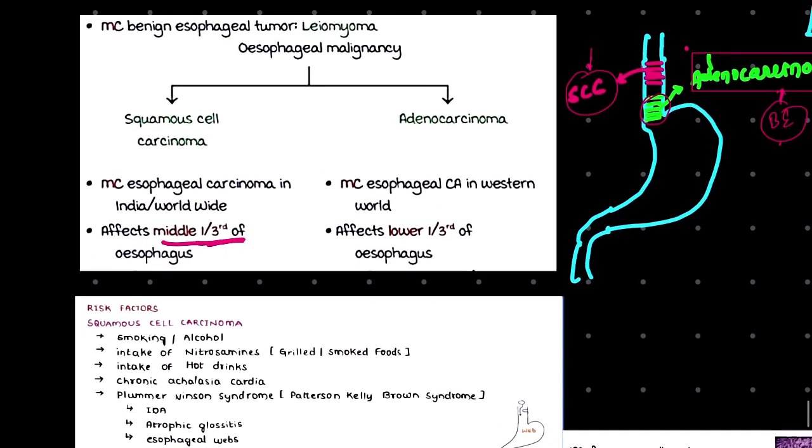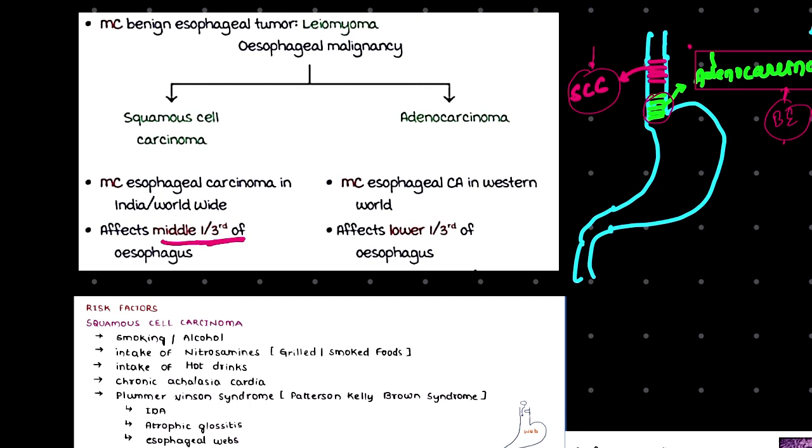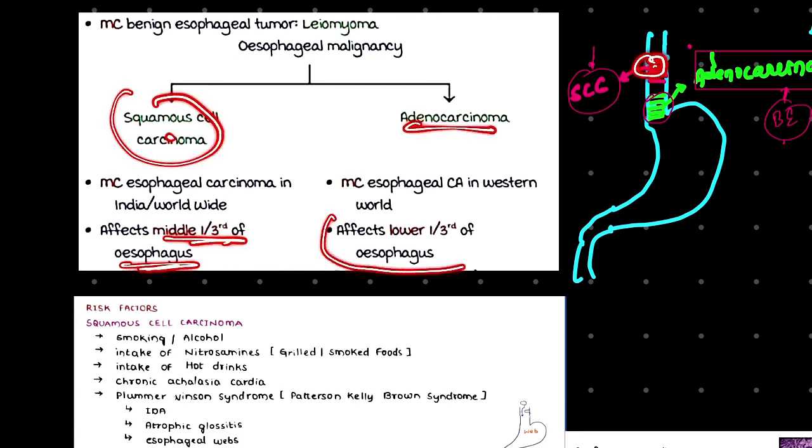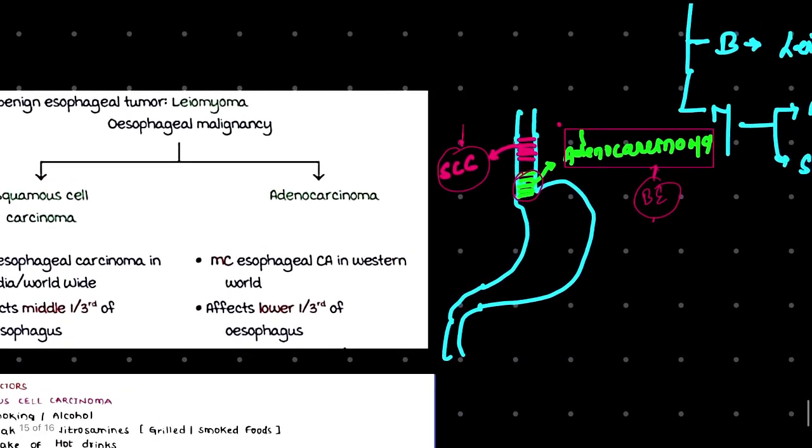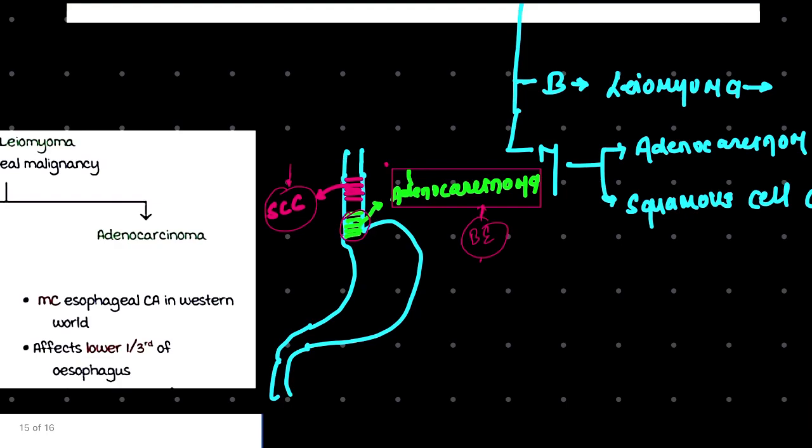So the thing that I wanted to make clear through this point is that squamous cell carcinoma affects the middle 1/3 of esophagus, whereas adenocarcinoma affects the lower 1/3 of esophagus, which is right here. Now moving toward other points.